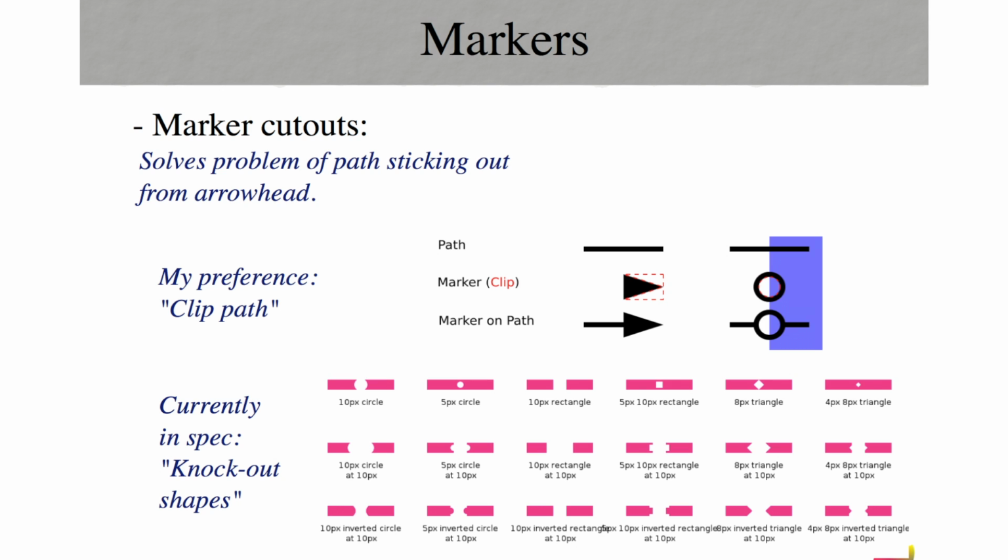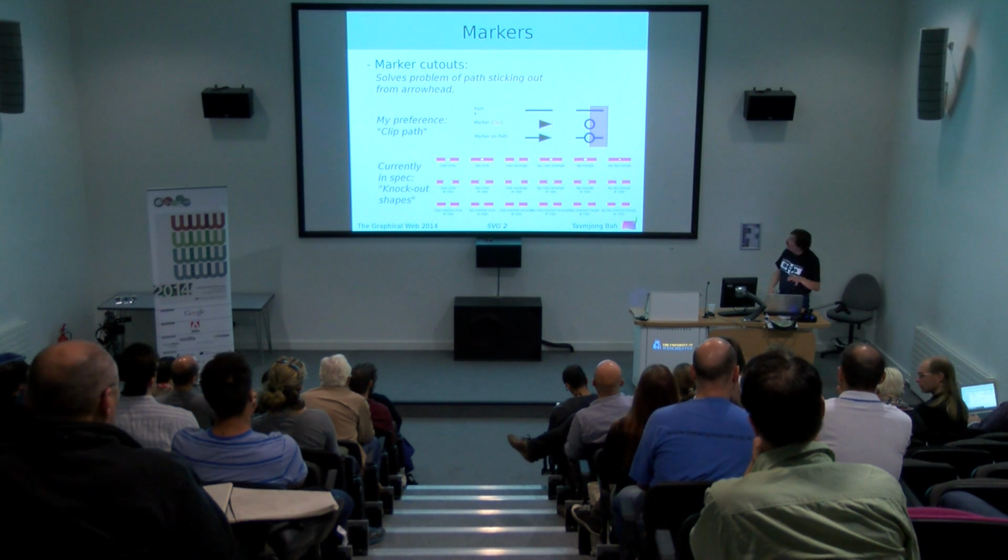So there are 2 proposals, and maybe we'll have both. My preferred method is a clip path. It's not really a clip path, it's an anti-clip path that's specified in the marker. And currently in the spec are knockout shapes. So you can use some predefined shapes to determine what area on the line is not going to be shown.